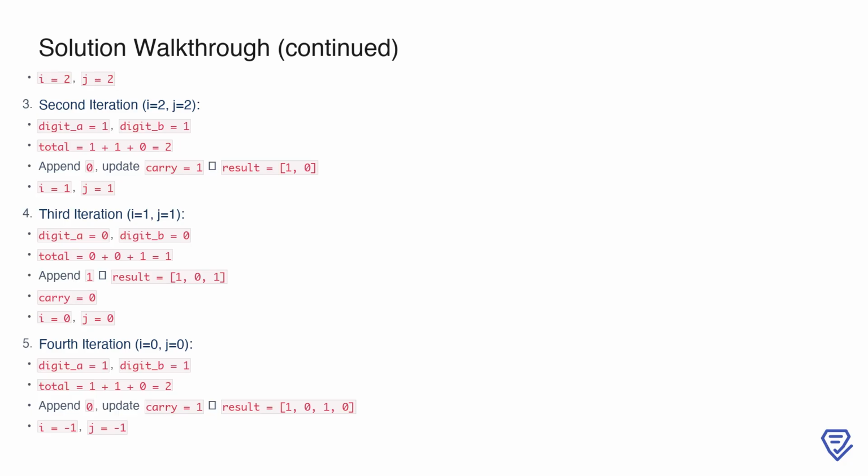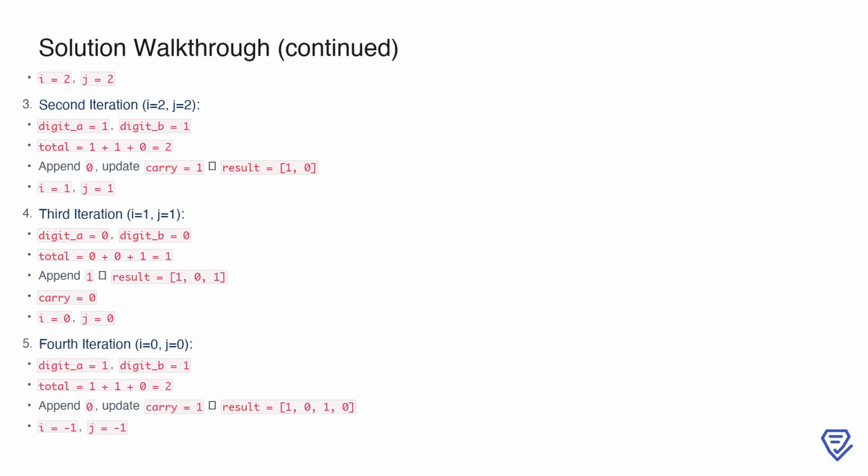In the second iteration, the current digits are 1 from A and 1 from B. Adding these together with the carry of 0 results in a total of 2. We append total % 2, which is 0, to result, making it 1, 0, and update the carry to 1 since total // 2 is 1. Moving on to the third iteration, i is now 1 and j is also 1. The digits at these positions are both 0. Adding 0 from A, 0 from B, and the carry of 1 gives a total of 1. We append 1 to result, making it 1, 0, 1, and reset the carry to 0.